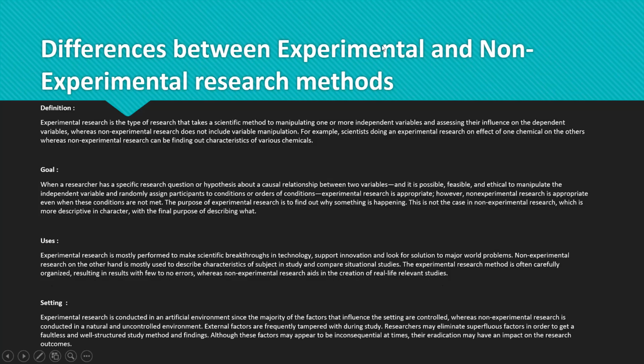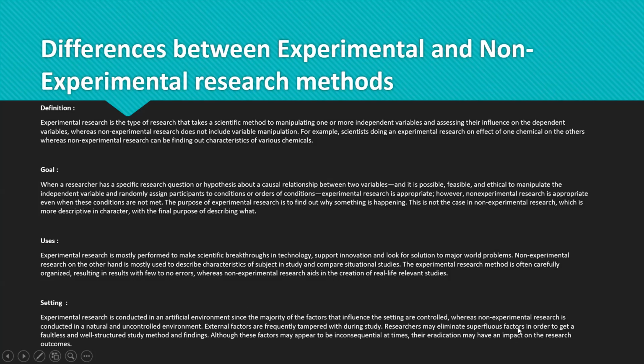Setting: where are these two kinds of study used? They belong to different settings too. Experimental research is conducted in an artificial environment since the majority of the factors that influence the settings are controlled, whereas non-experimental research is conducted in a natural and uncontrolled environment. We have a control group here, and we get to manipulate the factors, so it's kind of unnatural. External factors are frequently tampered with during the study in experimental research.